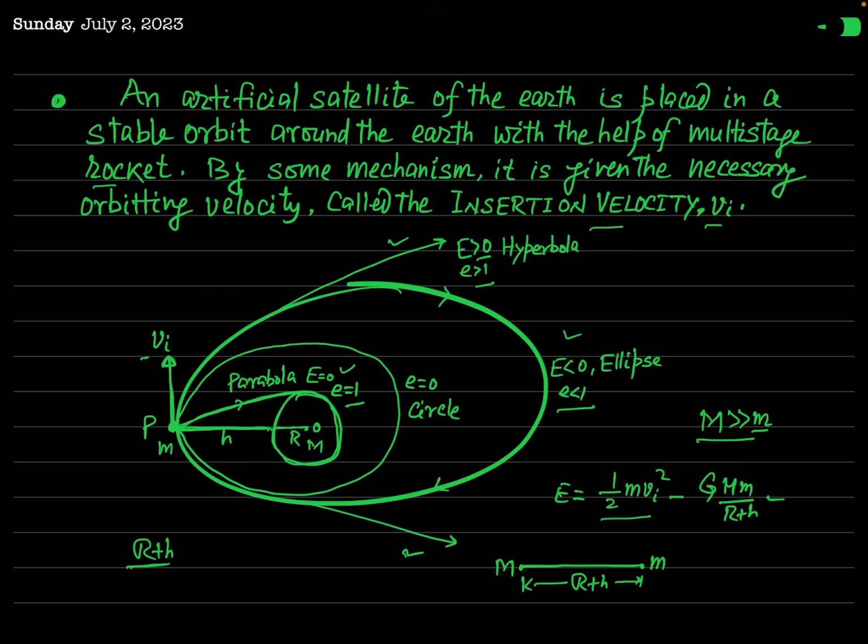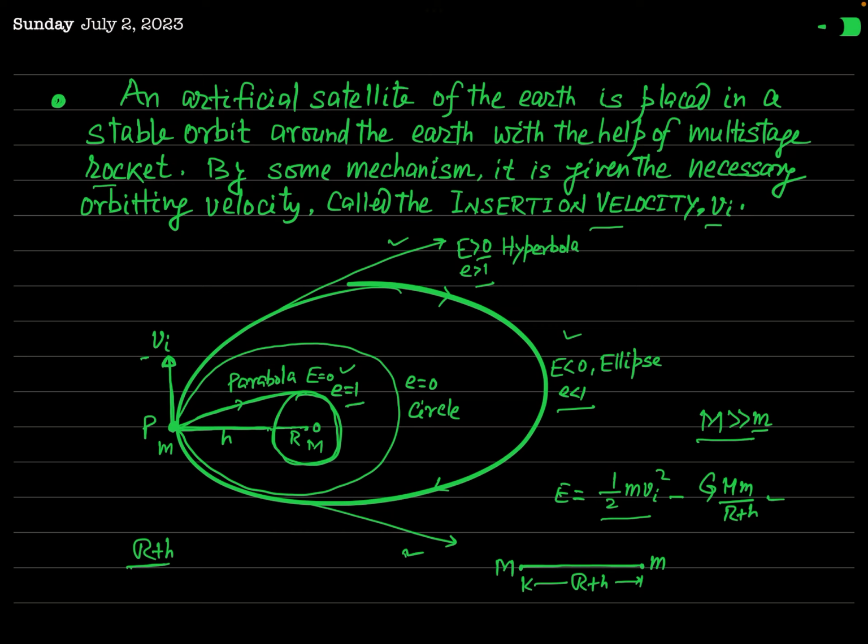elliptical path. Actually, in practice, when we project a satellite into a stable orbit, the velocity has such a particular value that it revolves in this elliptical orbit, or in a circular orbit. So these two options are followed in practice. It means we avoid the hyperbolic path and the parabolic path. In practice, the satellite is provided such a velocity so that its path will be either a circle or an ellipse.